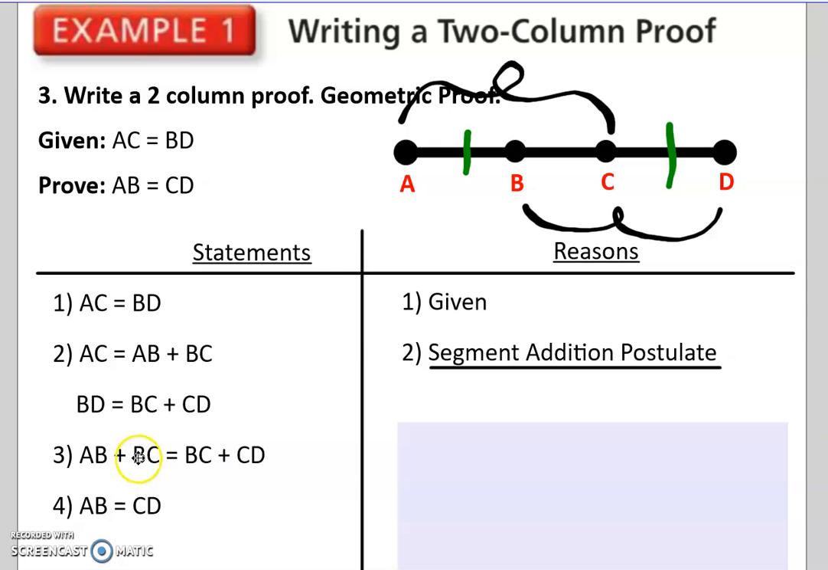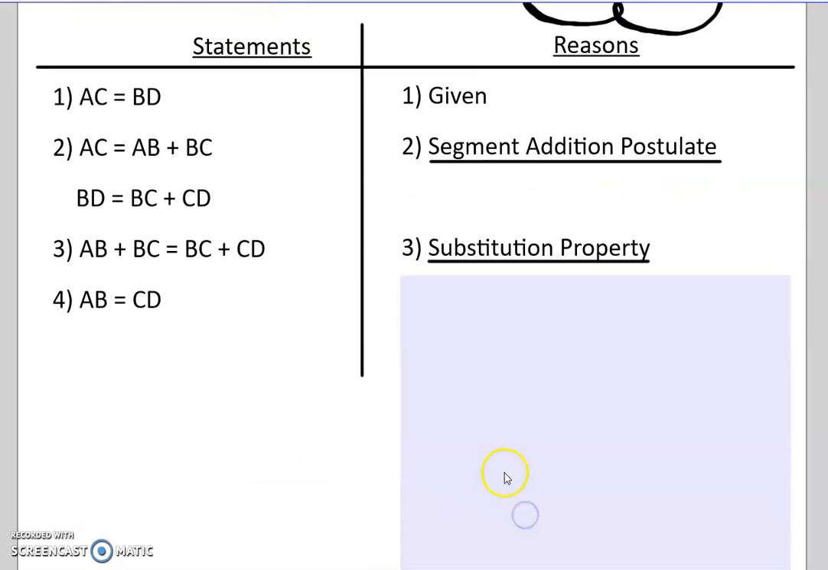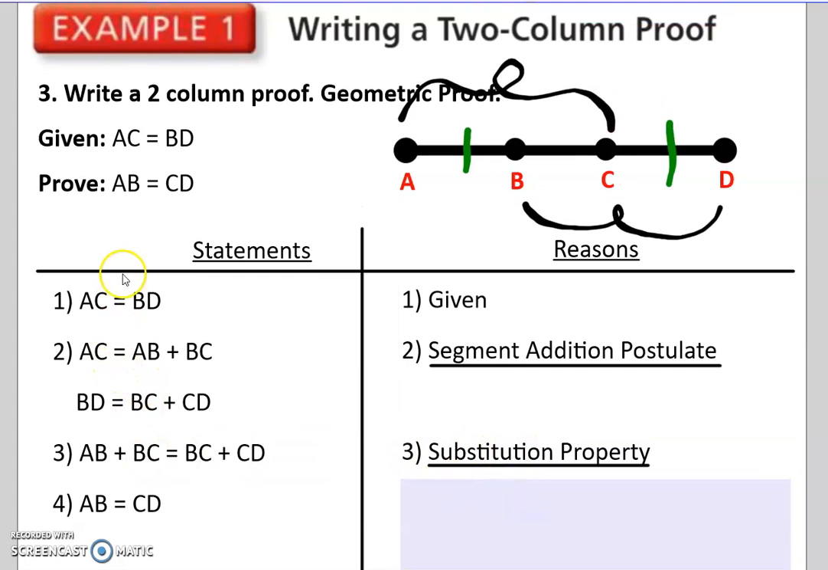Now what they do, examine this, guys. Really look at this. They then have AB plus BC equal to BC plus CD. What they did there was the substitution property. How do I know that? Notice in my original, they took AB plus BC and substituted it in for AC, and then BC plus CD and substituted it in for BD.